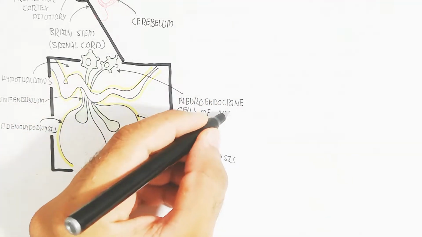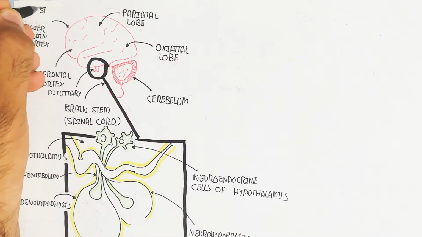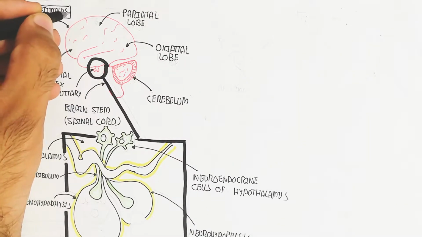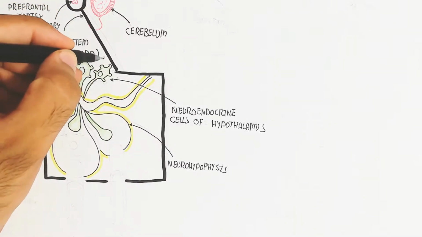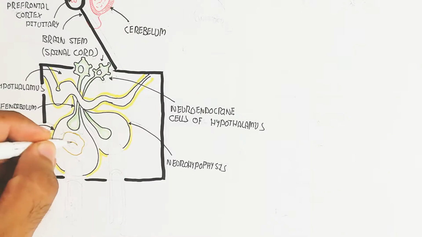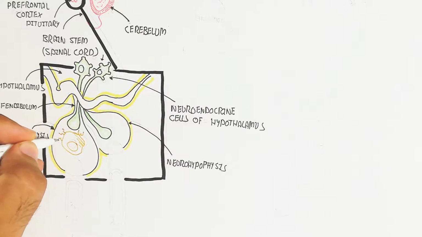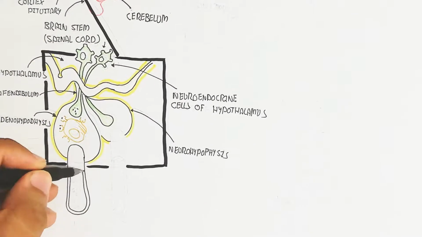neurohypophysis is the posterior lobe, and the posterior requires only blood vessels, it does not contain cells of the pituitary gland. So this is the hypothalamus, the neuroendocrine cells. When the higher brain cortex receives a stimulus, it will give a signal to the thalamus and to the hypothalamus, and that will trigger the production of hormone.